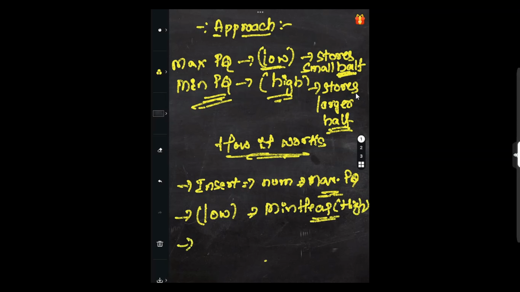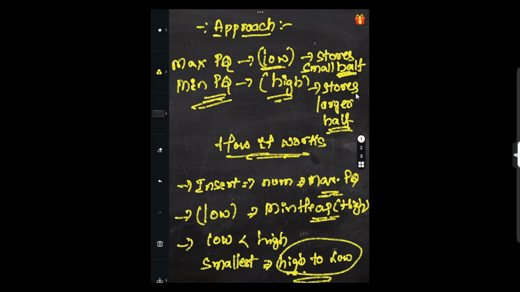Right? This is what we'll be doing in the second step. So what will be the third step then? If low has fewer elements than high, then what will we do? We will move the smallest from high to low. So that's what we'll be doing here.